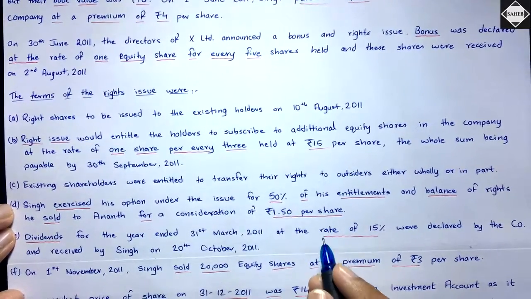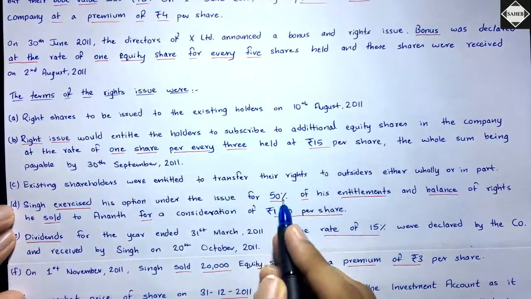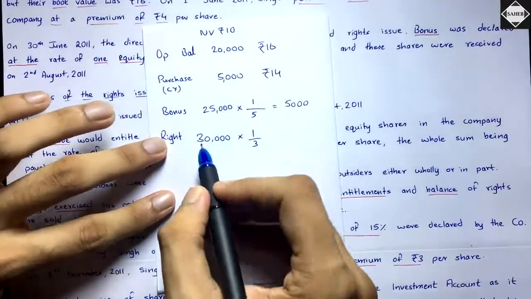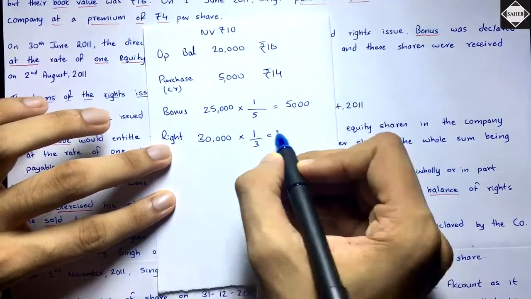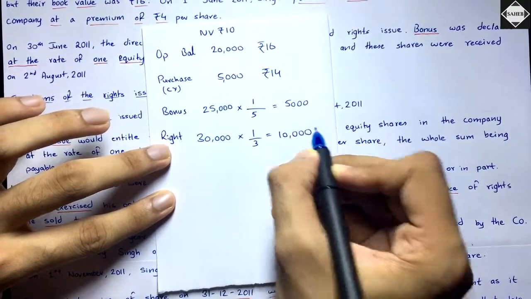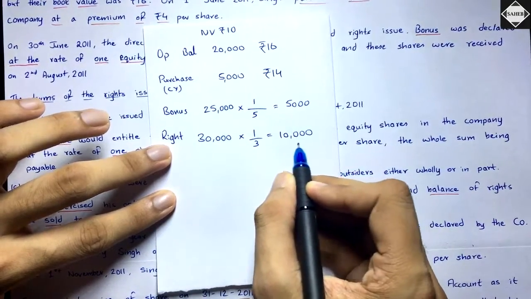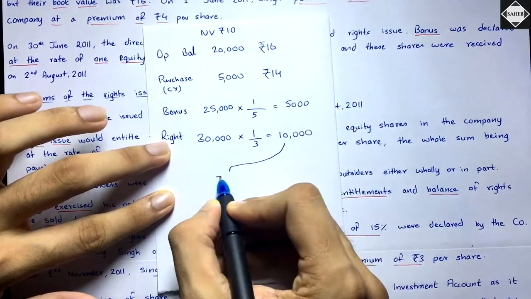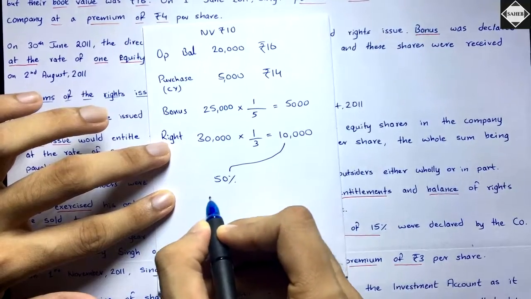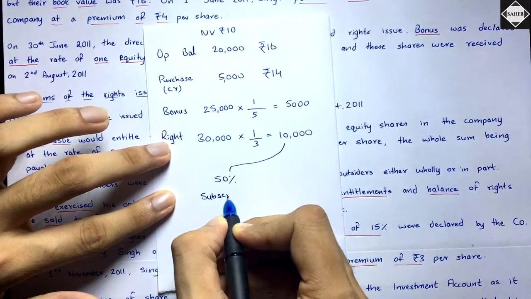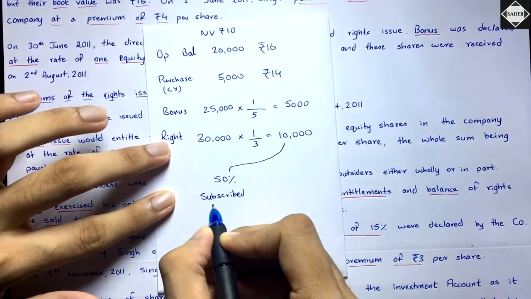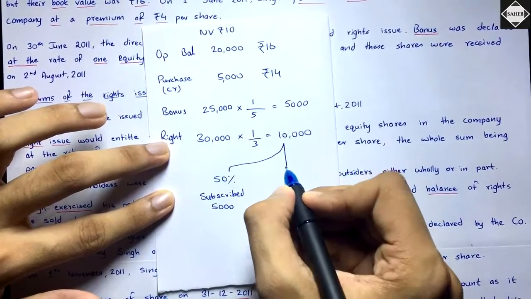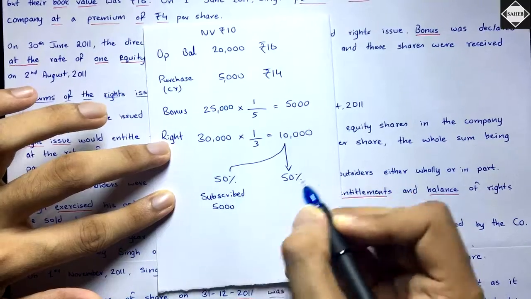You see what he has done? This Mr. Singh has only taken up 50% of the entitlements. See here, 30,000 into 1 by 3, he was offered 10,000 shares. He could subscribe 10,000 shares in this rights issue which the company went for. But what he did, only 50% he subscribed. So that means he subscribed how many shares? Only 5,000 shares, isn't it? 50% of 10,000. And then the remaining 50%, what did he do?